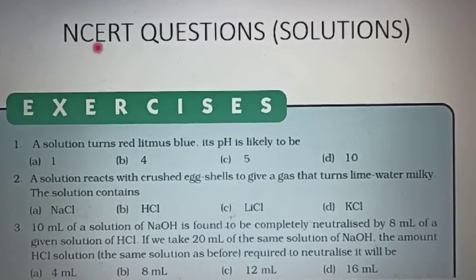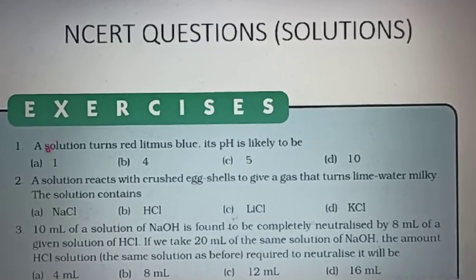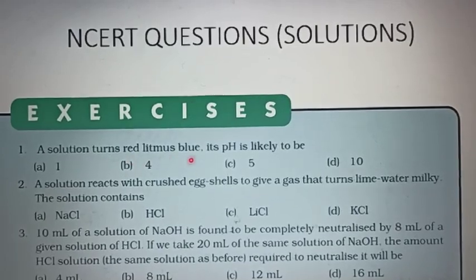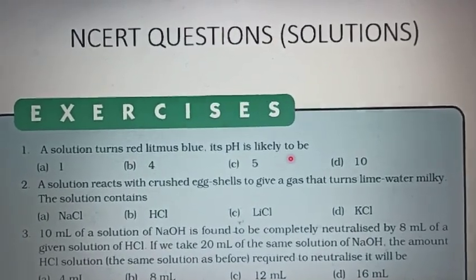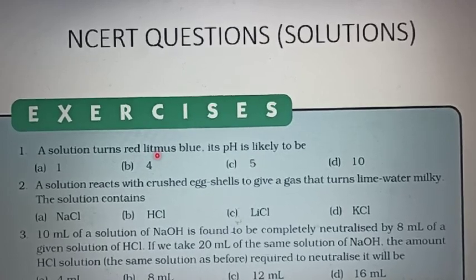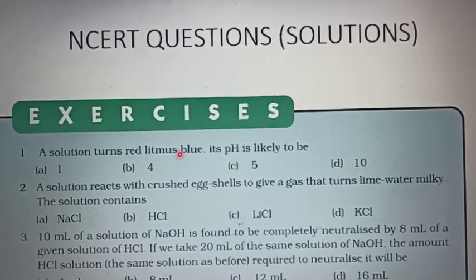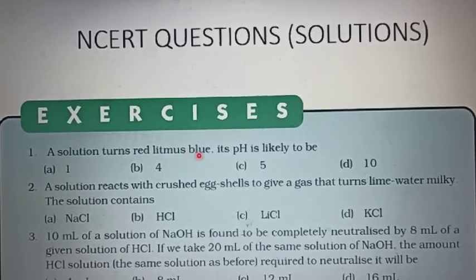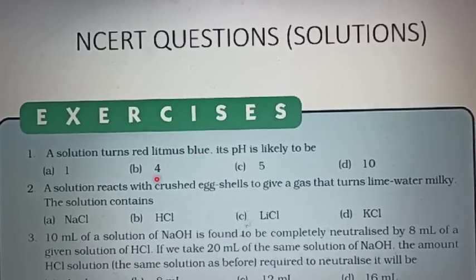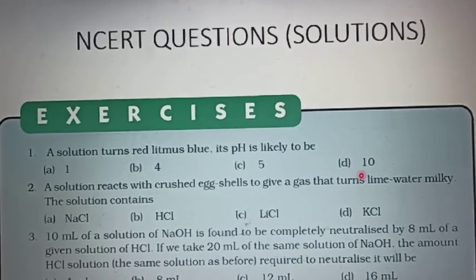Today we will do the question answers of your NCERT book from the exercise. Question number 1 is, a solution turns red litmus blue, its pH is likely to be. You know that if red litmus turns blue, it means it is a base. And base means the pH will be more than 7. So here the pH is more than 7, that is 10. So the answer is 10.